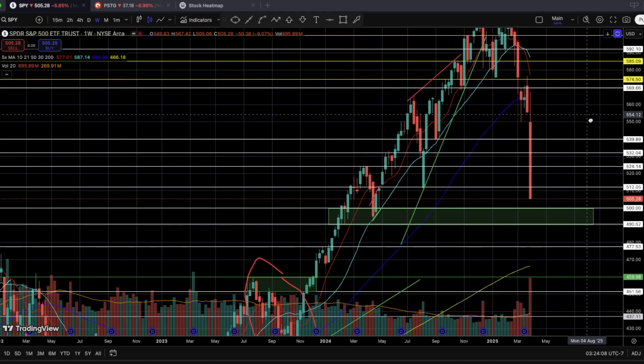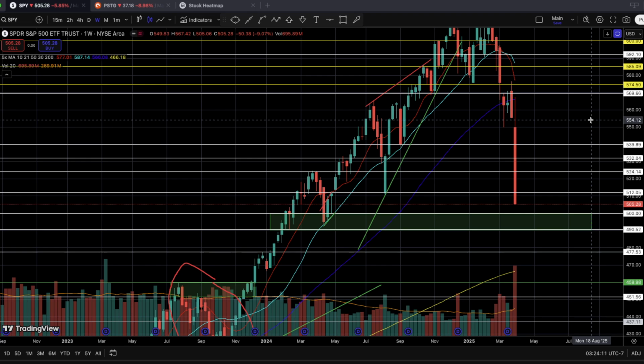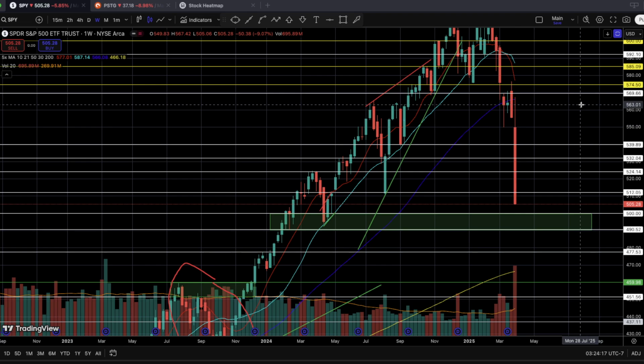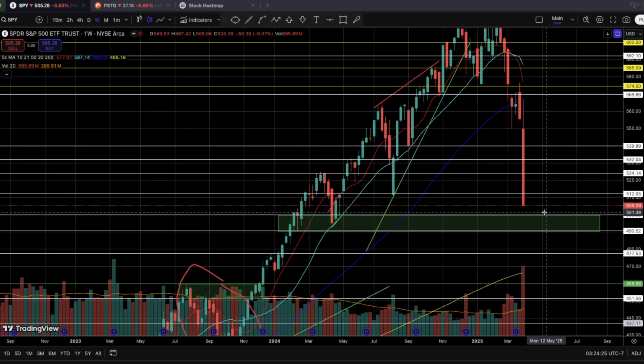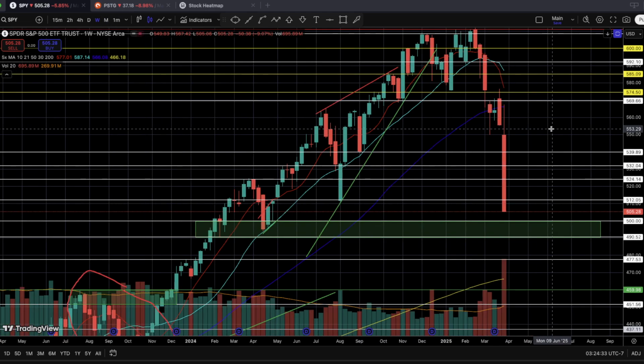Okay, so we need to take things very simply when it comes to such a large, very quick, momentum-filled move to the downside. Make sure you have very simple targets set in mind from a larger time frame perspective, like the weekly and the monthly time frames. Okay, so that is it for SPY.